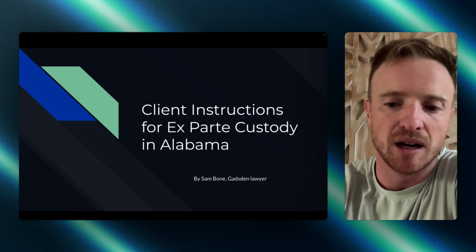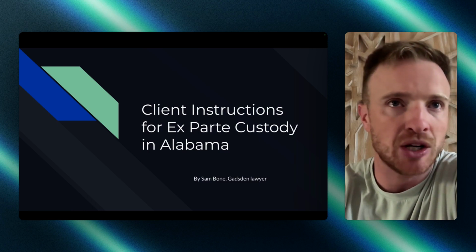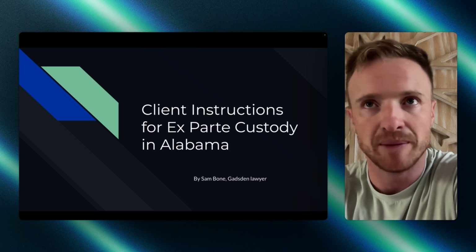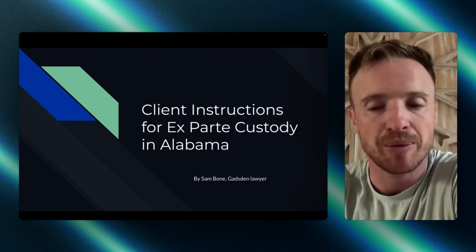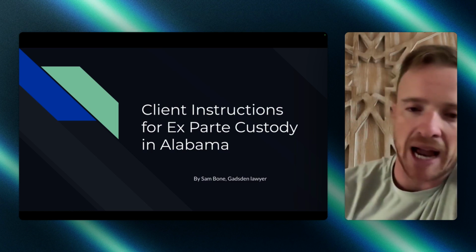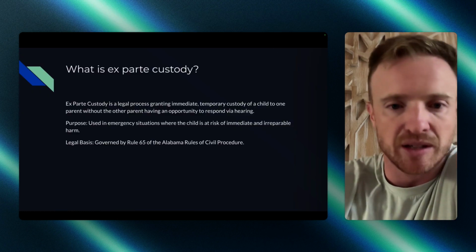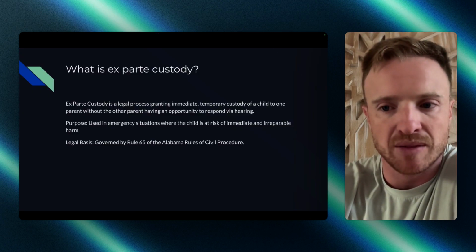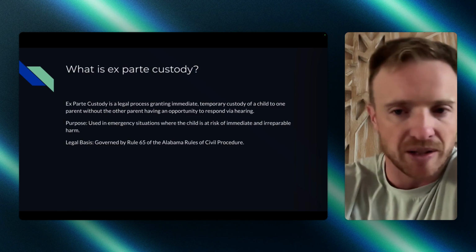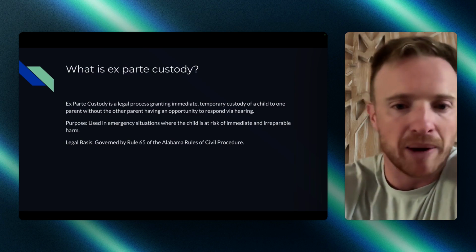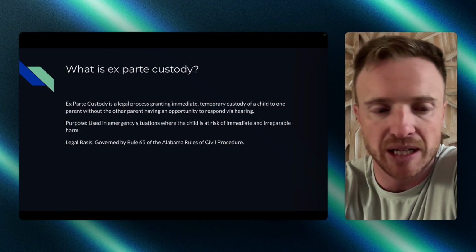That could be setting visitation. It could be stopping a child from being enrolled in a school. It means emergency, getting something done without the other party having an opportunity to respond. So here's the legal definition: it is a legal process granting immediate temporary custody of a child. Again, we're talking about just temporary custody. It could be other types of things without the other parent having an opportunity to respond via hearing.